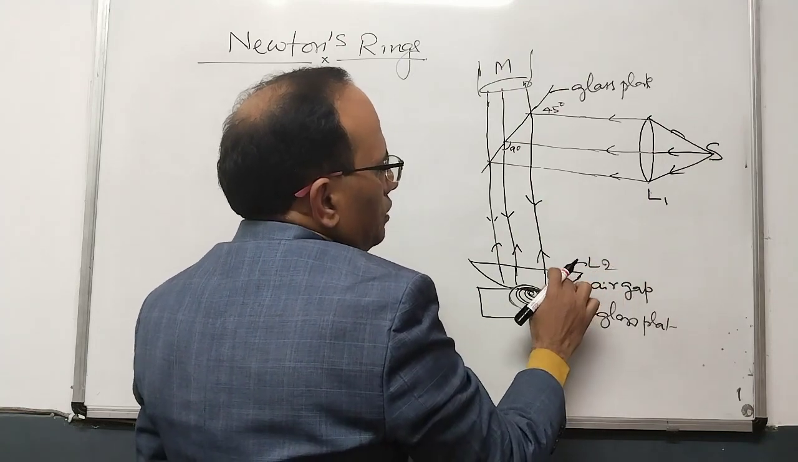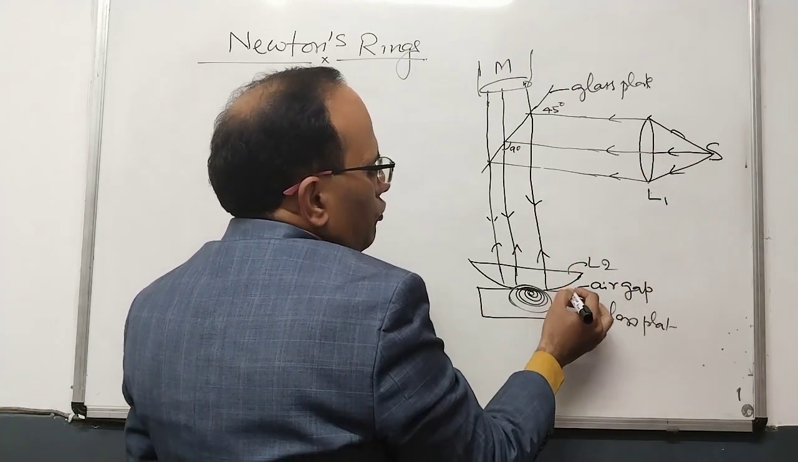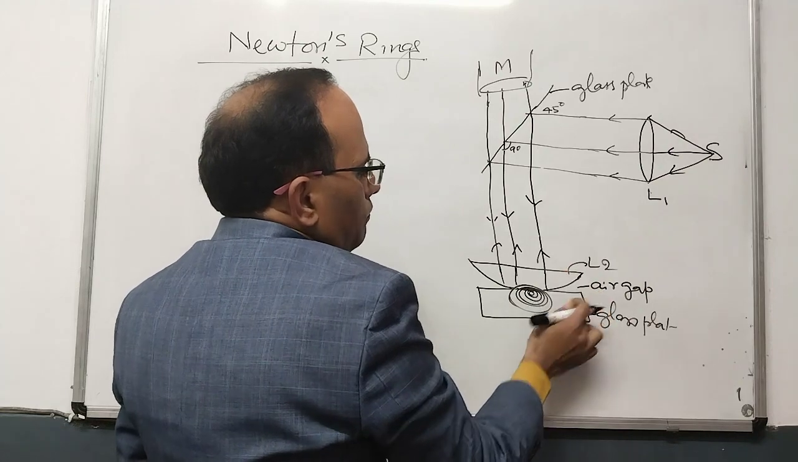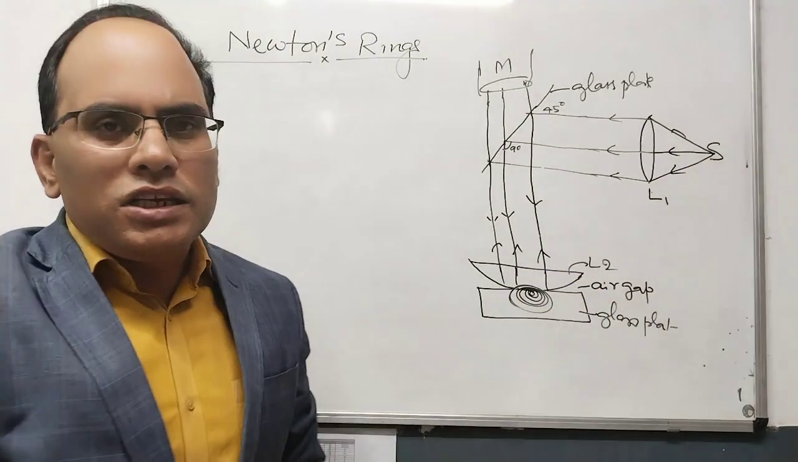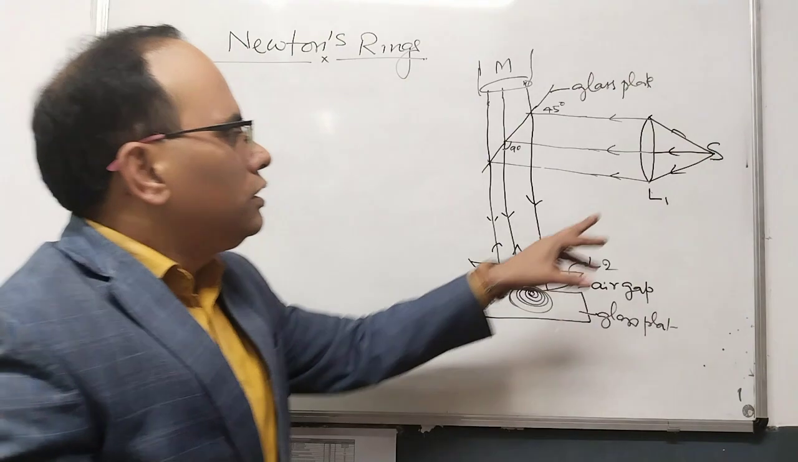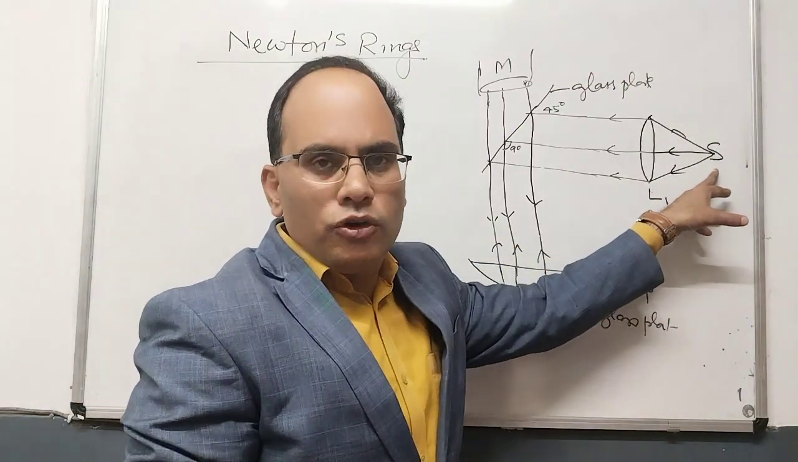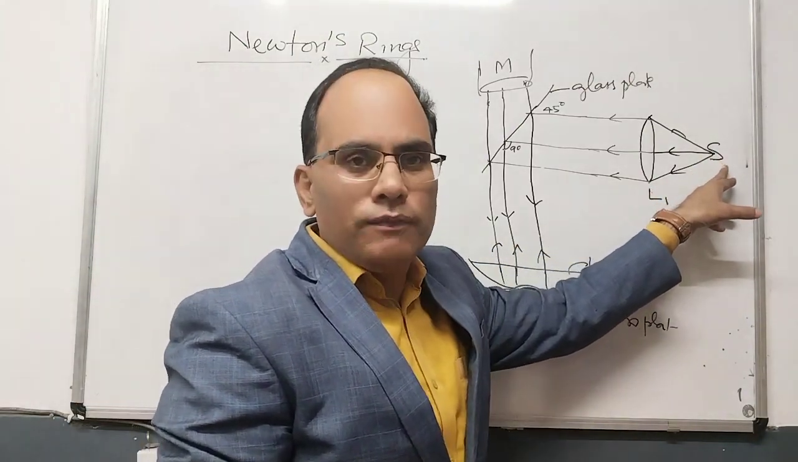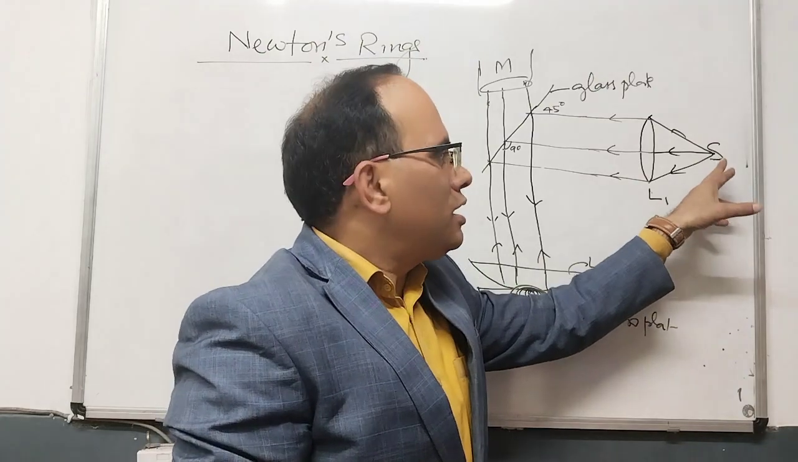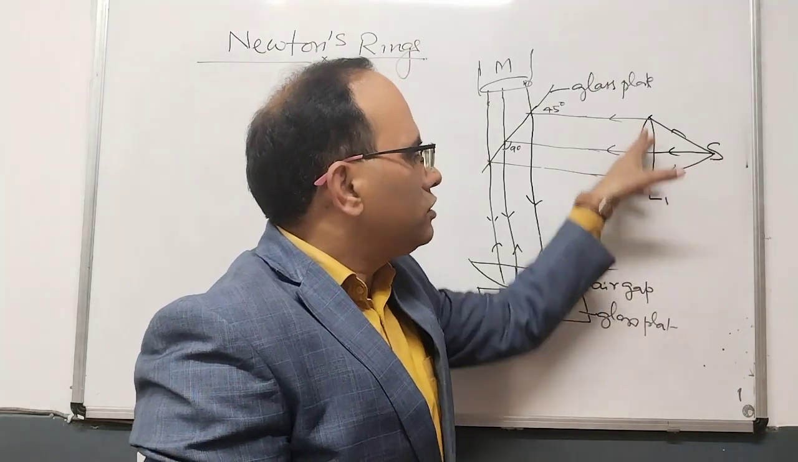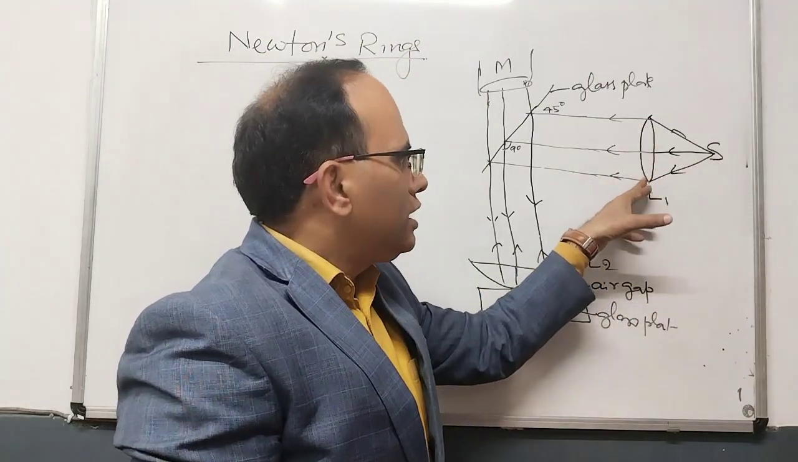This lens is different from the first lens. This is called the plano-convex lens. So there is a gap on both sides. One can understand the basic concept of this. S is any source of monochromatic light, maybe sodium light. Rays may not be parallel, so we make the rays parallel by this lens. After that the rays become parallel.